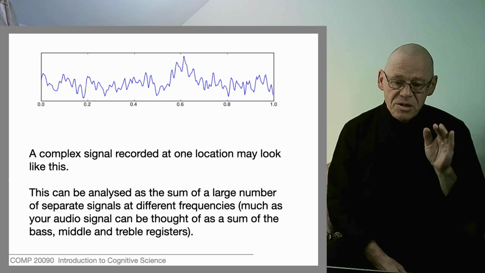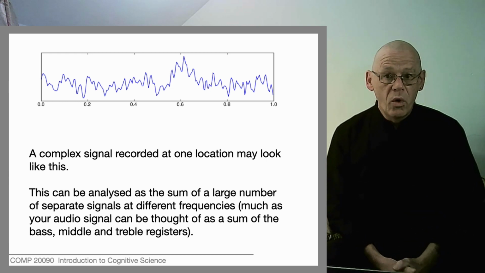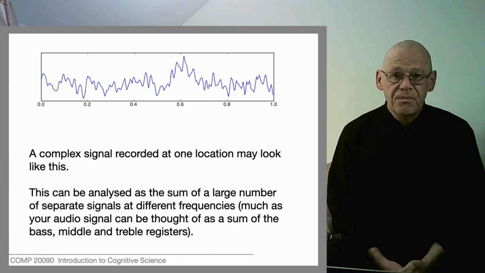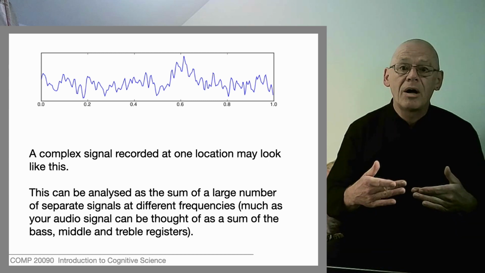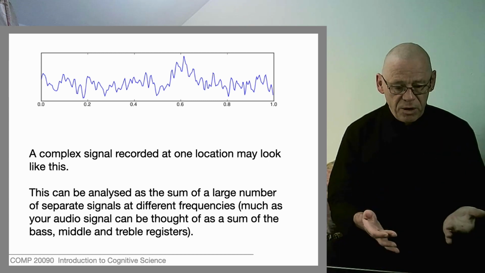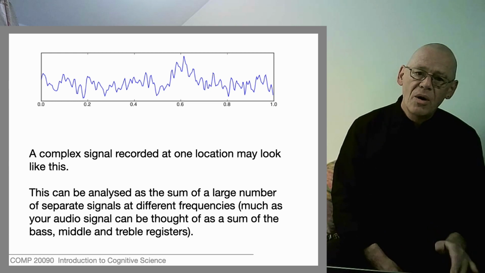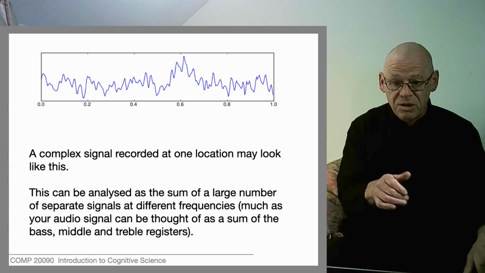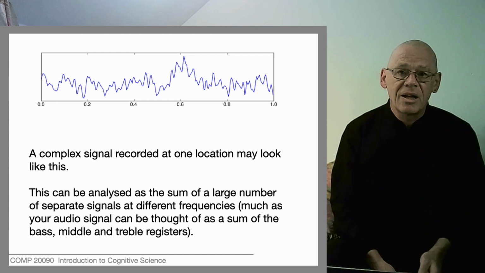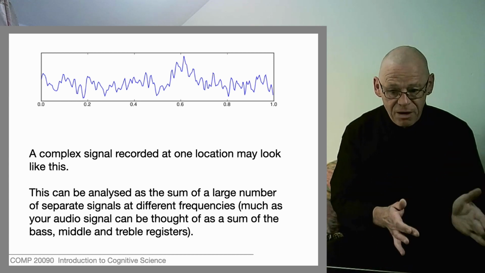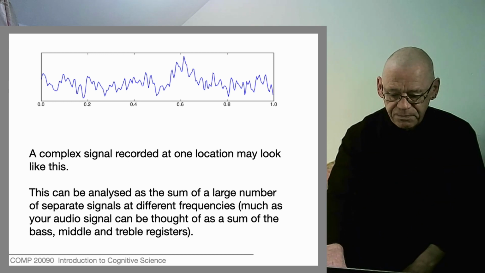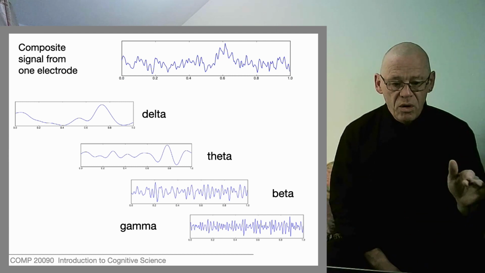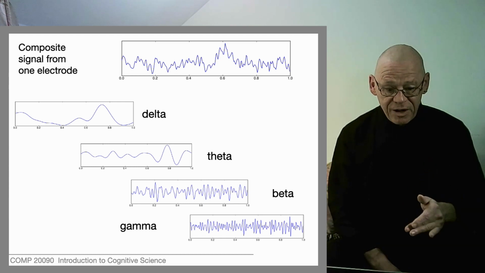When you have a complex time-varying signal like this, one way that an engineer would approach it is to say that the signal is made up of the sum of a bunch of simpler signals at different frequencies. Just like in your stereo, you have a graphic equalizer where you can selectively adjust the bass, the mid-range, and the treble. So a signal like this can be broken down into its low frequency, mid-frequency, and high frequency components. Here's an example of that signal broken down into 4 of its components: low, medium low, high, and very high.